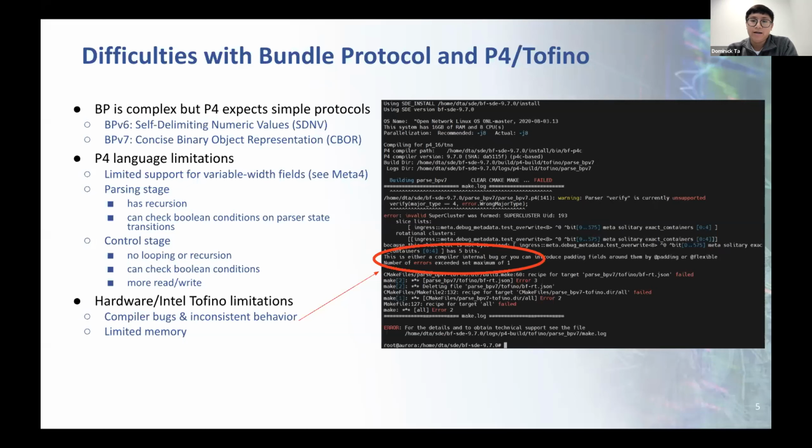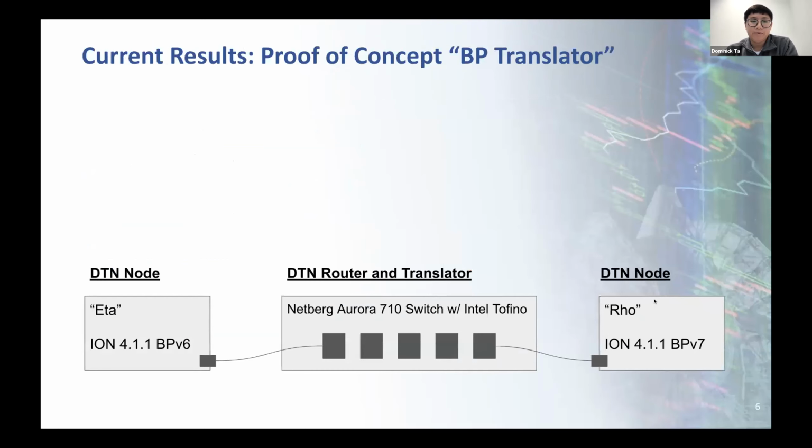In version 6, you don't know how long your field is until you parse the entire field. Or in version 7, there's a lot of extra metadata, and you would need more complex control logic to handle CBOR encoding. And P4 has pretty limited control constructs for this. And also we ran into some hardware issues and also some issues with Intel's compiler that we are currently working with.